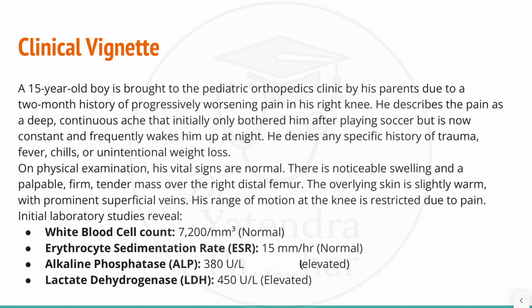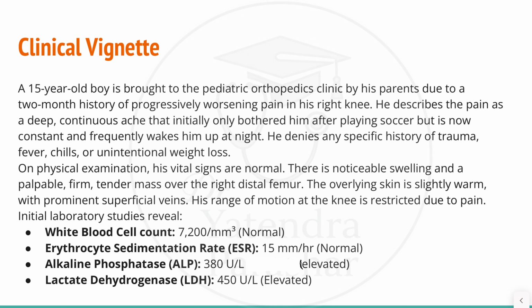On physical examination, his vital signs are normal. There is noticeable swelling and a palpable firm tender mass over the right distal femur. The overlying skin is slightly warm with prominent superficial veins. His range of motion at the knee is restricted due to pain. Initial laboratory features include normal WBC count, normal ESR, increased alkaline phosphatase, and increased LDH levels.